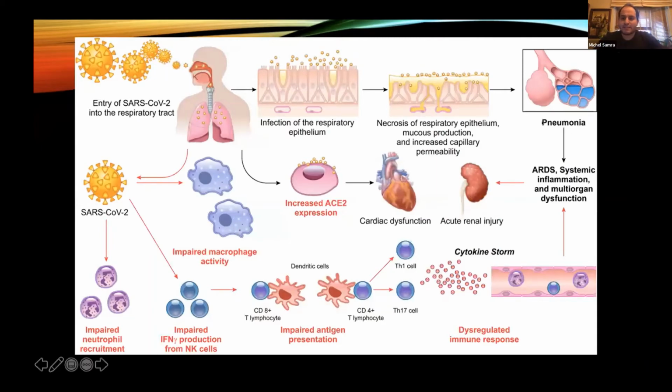This is a slide I found that talks about more of the pathophysiology of the disease progression. What I like about this slide is that you can really see how many different areas of the body can become affected. You obviously have the lung, which leads to pneumonia. This can lead to acute renal injury. The ACE2 receptor can also play a role in cardiac dysfunction. And we also bring in the aspect of cytokine storm.